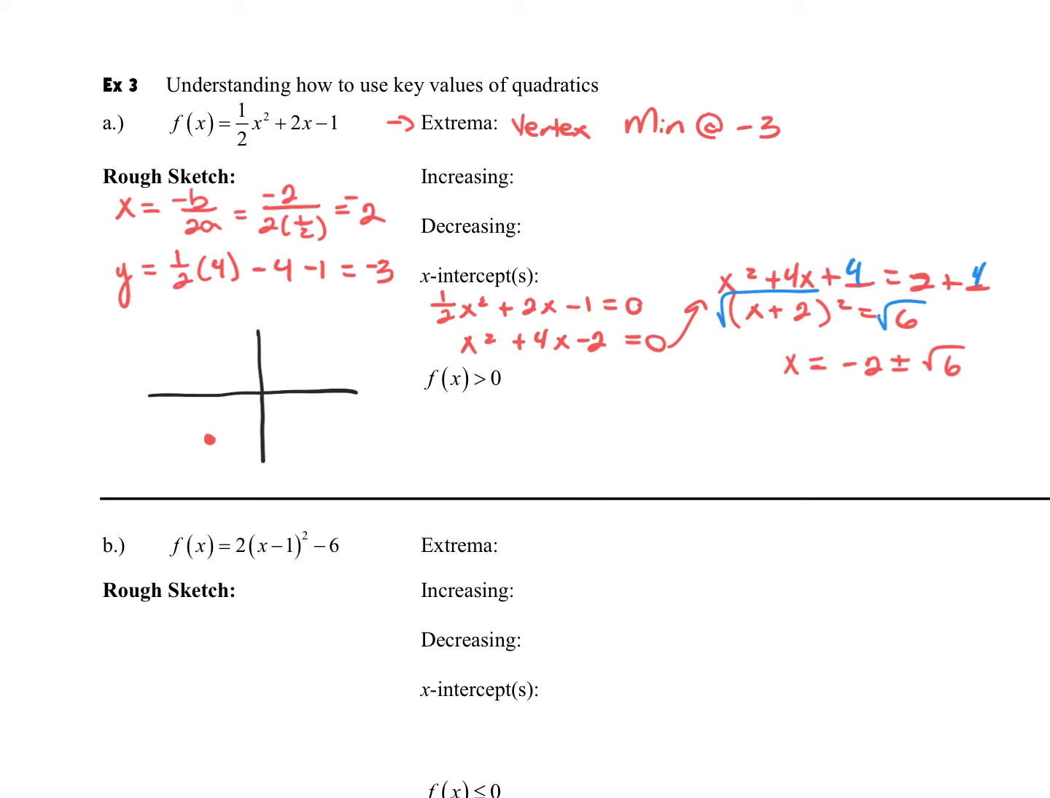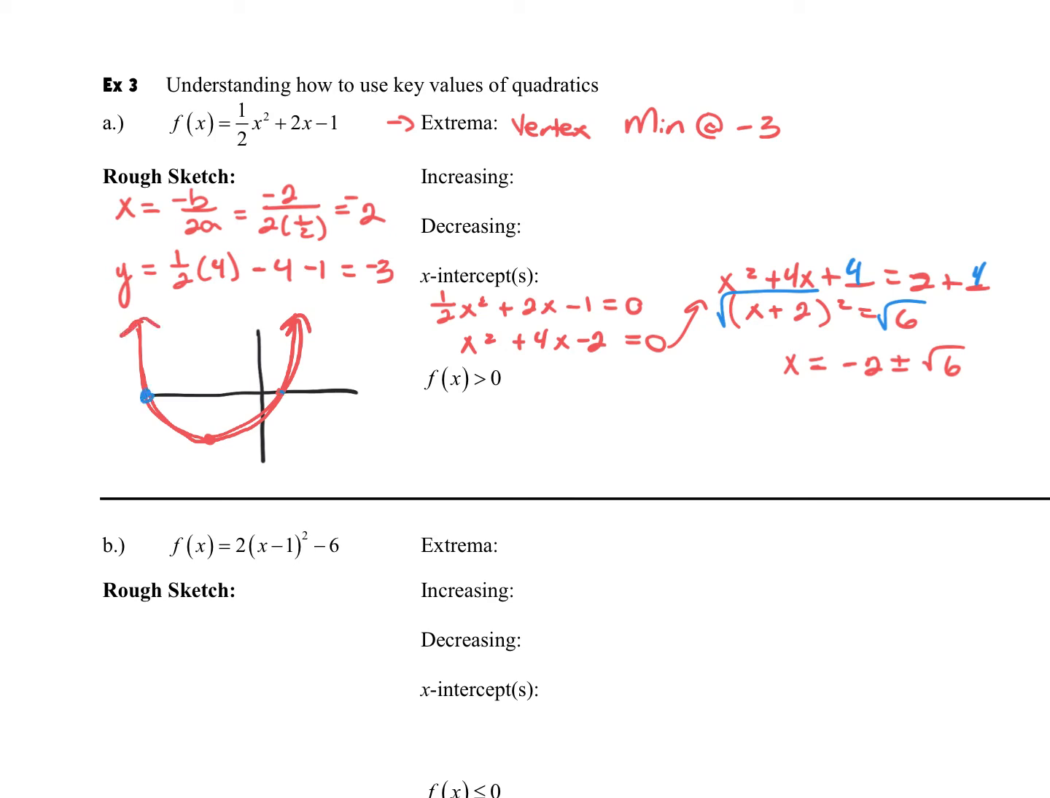We can see that our two intercepts, the square root of 6 is going to be a little bit more than the square root of 4, so this will be a little bit more than 2. So I know that I'm going to have a positive and a negative x-intercept. So I'm going to go up like this, and I'm going to go up like this, and it doesn't even have to be pretty.